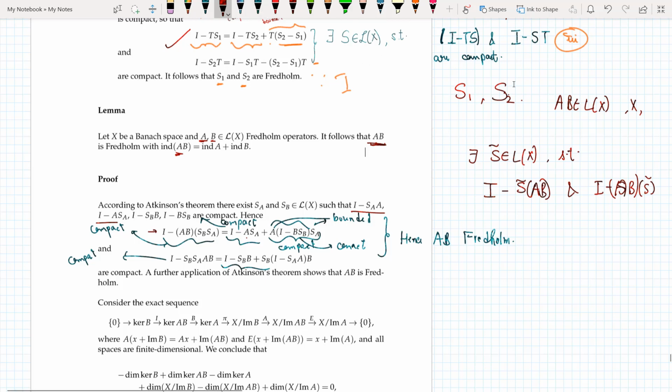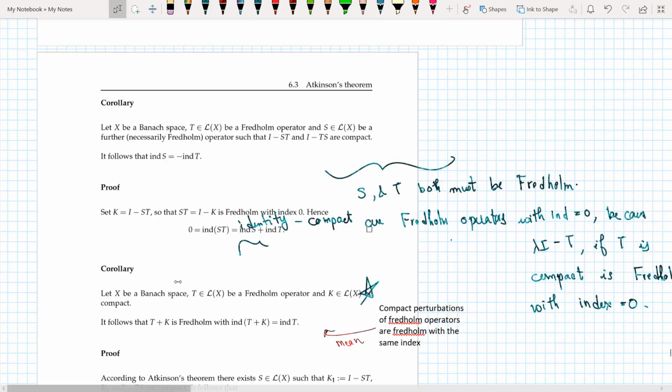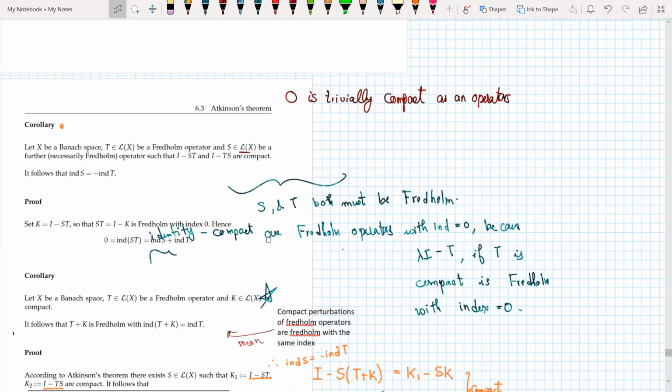So now this tells me an important thing, that if I have two Fredholm operators A and B, then AB is Fredholm. And similarly the index of AB is the index of A plus the index of B. Now the next thing that I would like to talk about is this corollary.